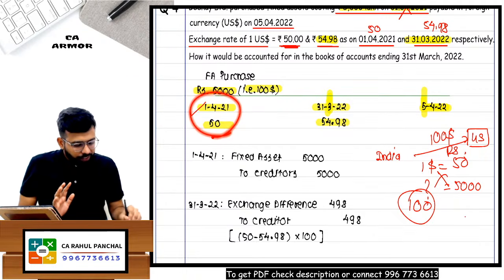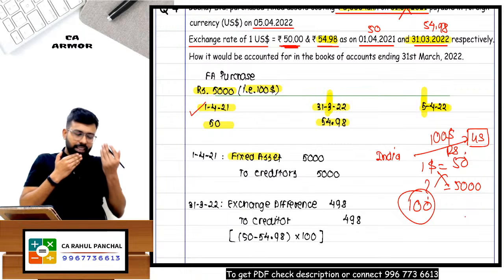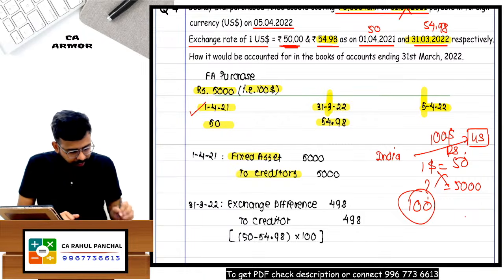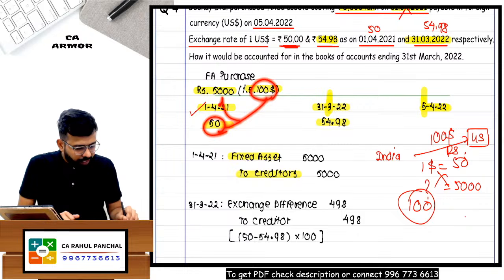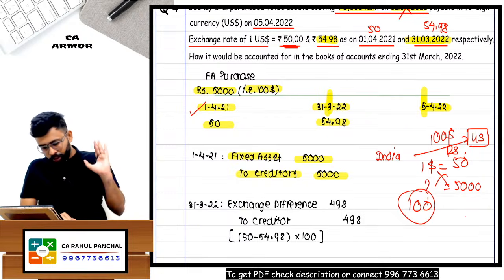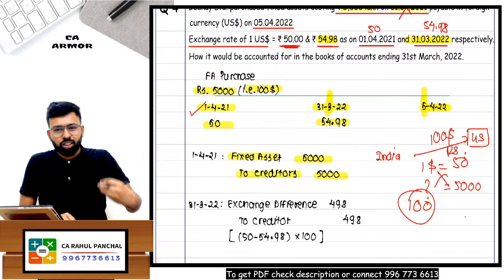Now, on the very first day I must have recorded the entry because I have purchased the asset. I will say fixed asset account debit to creditor account. It is $100, and if I convert that 100 at 50, it is 5,000, which was already given. So 5,000 rupees, I have just recorded this. Again, just a reminder, you can always like the video.